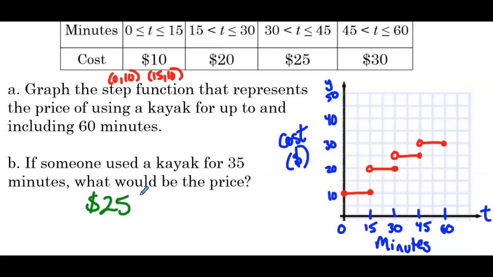We could also answer this question off the table, right? Look for which restricted domain 35 falls into, which is this third restricted domain, and then look at the cost. Okay, so we have a couple of ways we could approach that problem. But this is a perfect example of where a step function is useful, right? It's not linear. They're not charging us a certain amount per minute. They're saying, okay, if you rent from 0 to 15, it's one flat fee. 15 to 30, including 30, one flat fee. So it works out to be a step function.